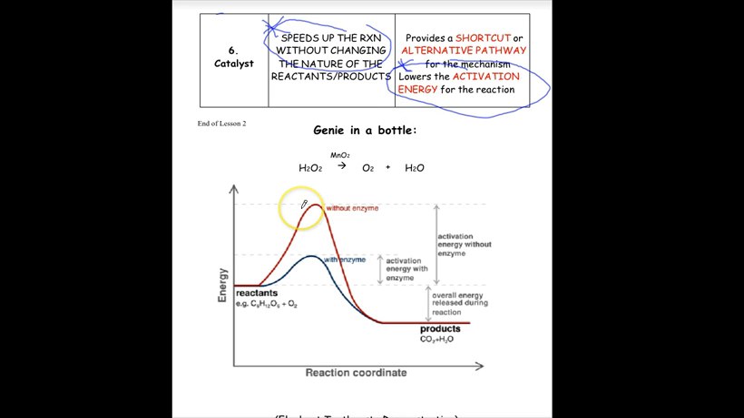Okay, now what you see here, and this is the end of this lesson, is what we call a potential energy diagram, but we'll get into this later on. So that's the end of lesson number 3.